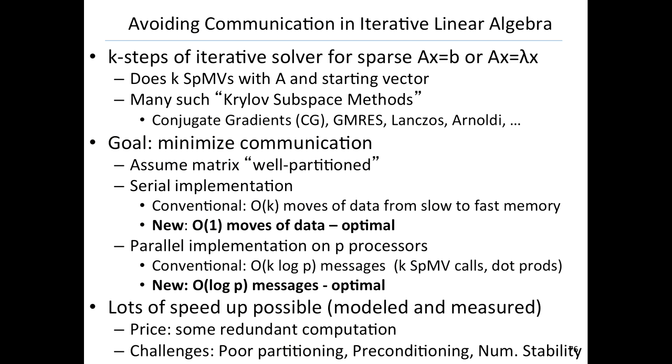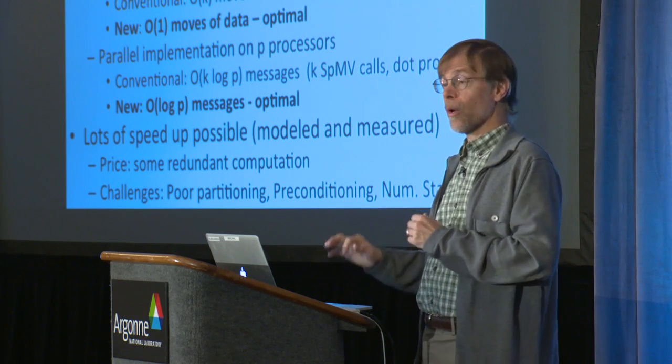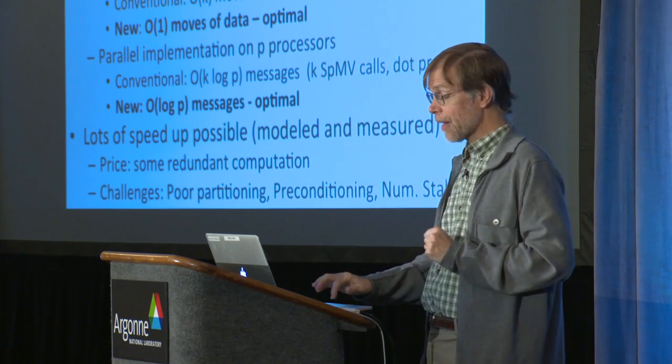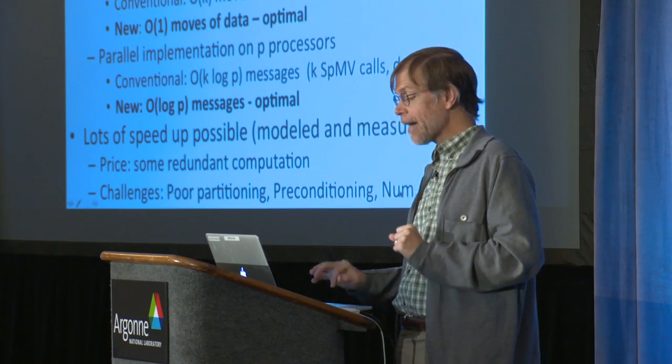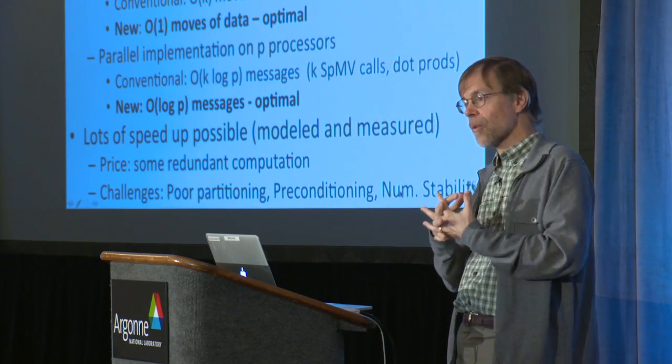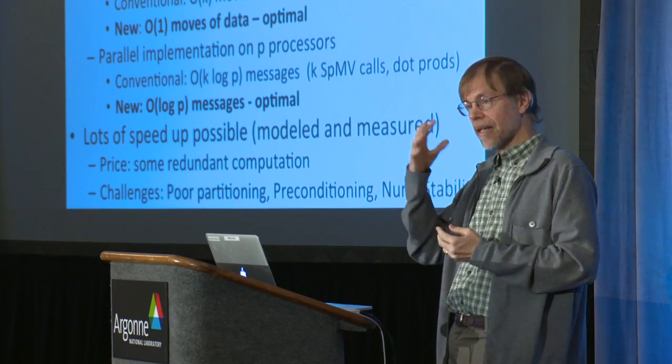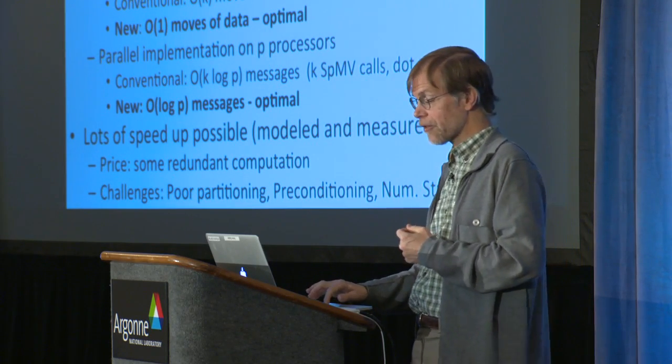And so this is going to give us both a bunch of modeled and measured speedup. I'll show you data. The price is twofold. We're going to do some redundant computation, but flops are cheap, so I don't mind doing that. But what are the challenges? If your matrix is not well partitioned, then it becomes interesting. Incorporating preconditioning is a challenge. There's some ongoing work. And it turns out if you do this in the obvious way, it's not numerically stable. You have to be clever to keep it numerically stable to do this transformation. This gives you exactly the same answer in exact arithmetic, but in floating point, it's much trickier.